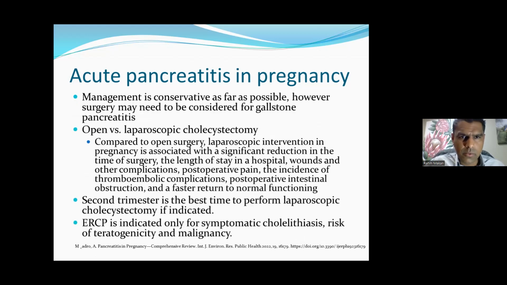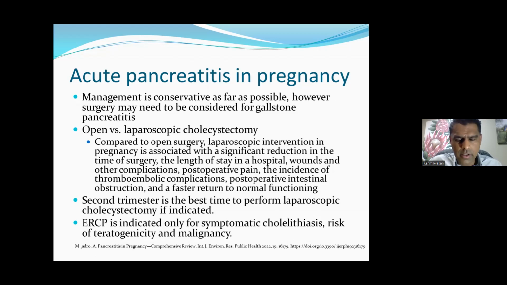So for management, we aim to be as conservative as possible. However, if surgery is indicated for acute gallstone pancreatitis, there's a debate between open or laparoscopic cholecystectomy. Compared to open surgery, laparoscopic intervention is preferred because it reduces the time of surgery, the length of stay in hospital, and wound and other complications. Post-operative pain is less, and the incidence of thromboembolic complications is less, together with post-operative intestinal obstruction.